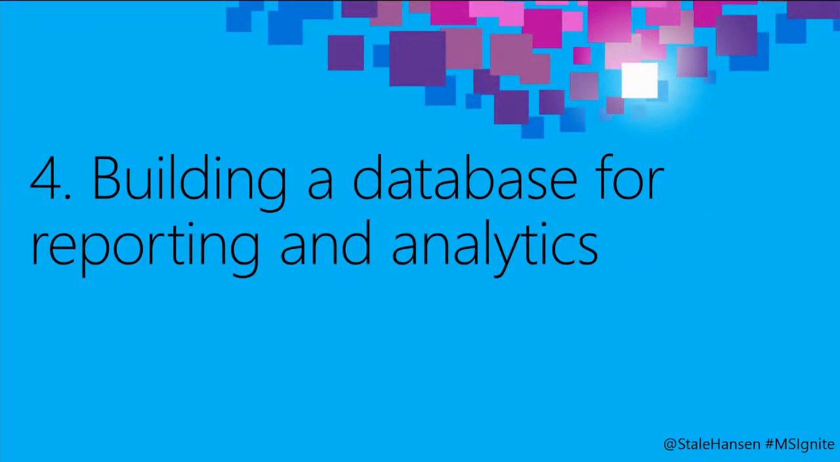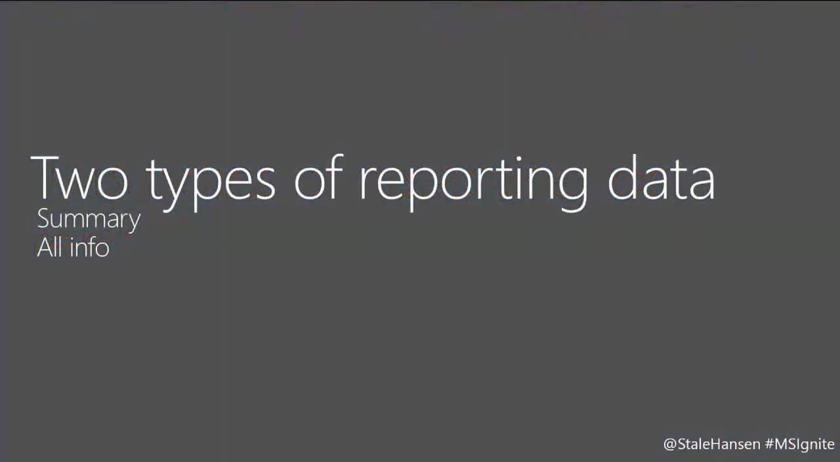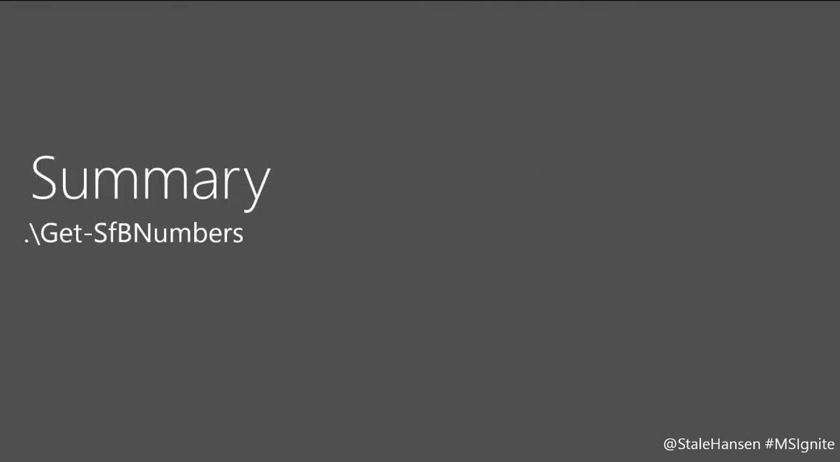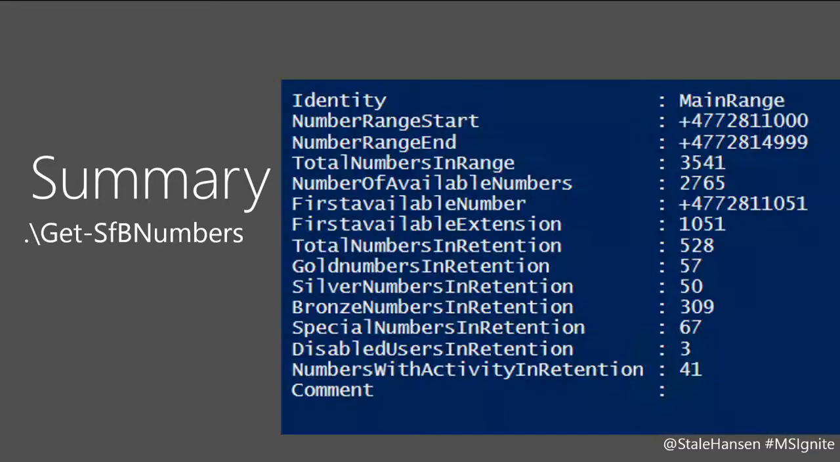And then let's look at the database and how we can report on it and how we can do analytics around it. There are two types of reporting data. You have summary, and then you have all info. For summary, you just run the script, and then you get the summary outputted to the PowerShell window, which is what we see here. We see the start, the end, the numbers available, the numbers in use, the numbers in retention, and so on.